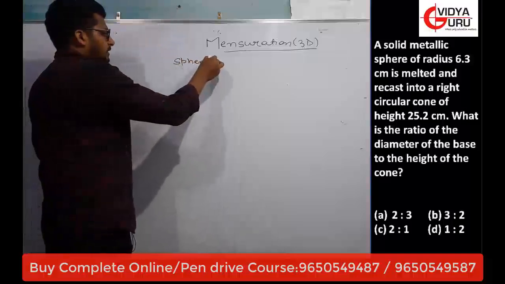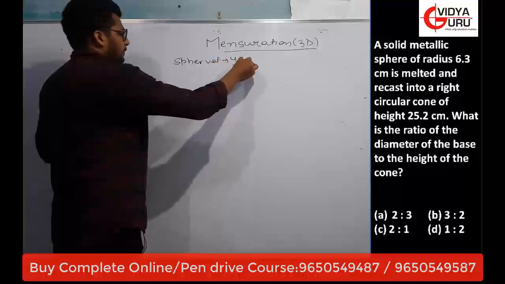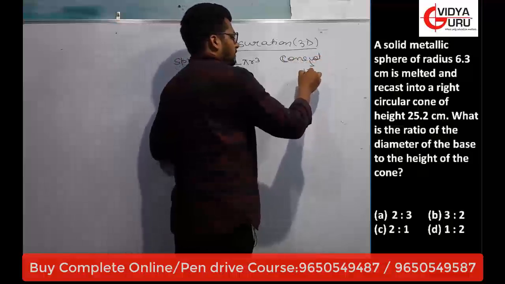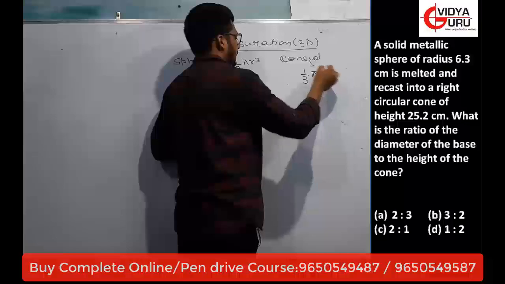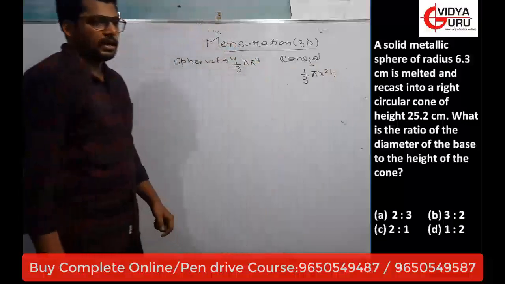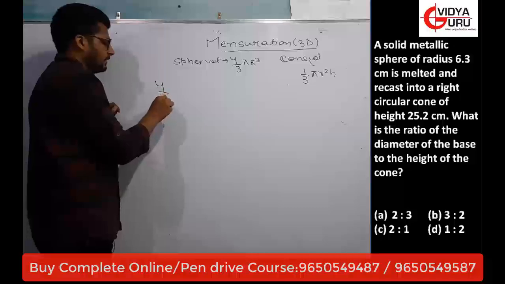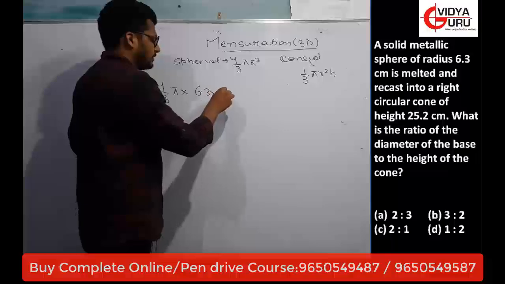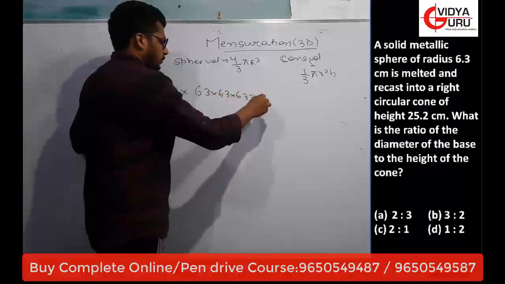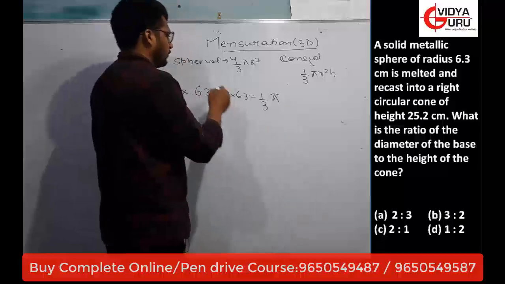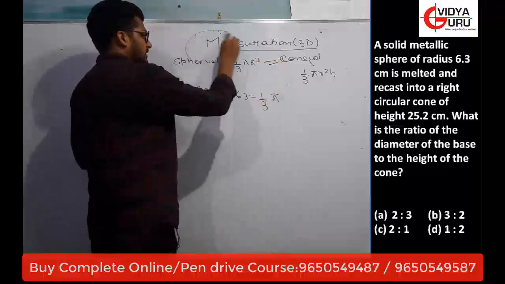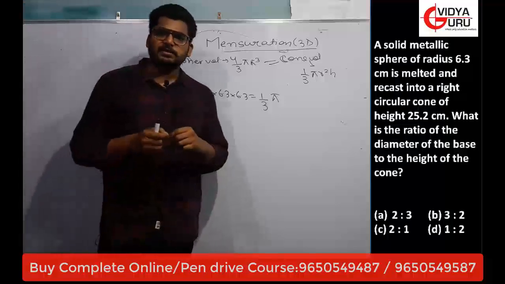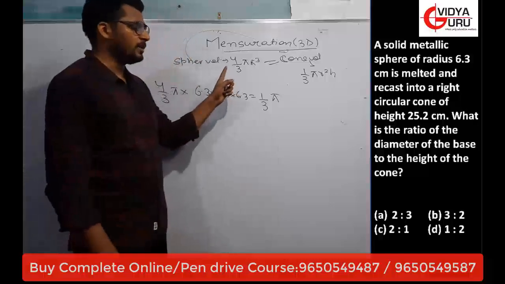Sphere volume is 4 by 3 pi r cube and cone volume is 1 by 3 pi r square h. The radius will be different. Here I will take capital R. So 4 by 3 pi, what is r given of the sphere? 6.3. So 6.3 into 6.3 into 6.3 will be equal to the volume of the cone. These two volumes will be equal because this shape is melted into this. Only volume remains the same. The total surface area, curved surface area, everything changes, but volume remains the same.